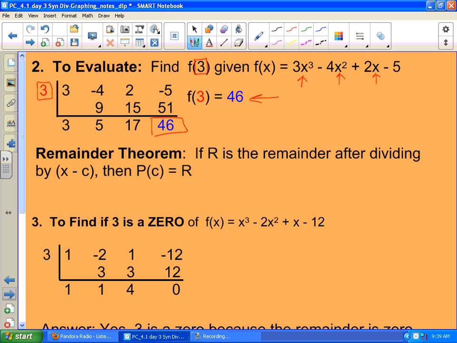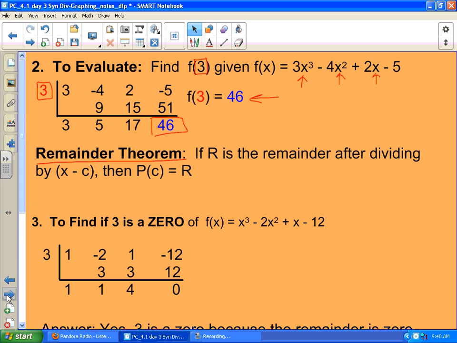So we talked about that yesterday. This was known as the remainder theorem. Whatever I get as a remainder is the y value for the divisor number, which is our x. And those two can create a coordinate.